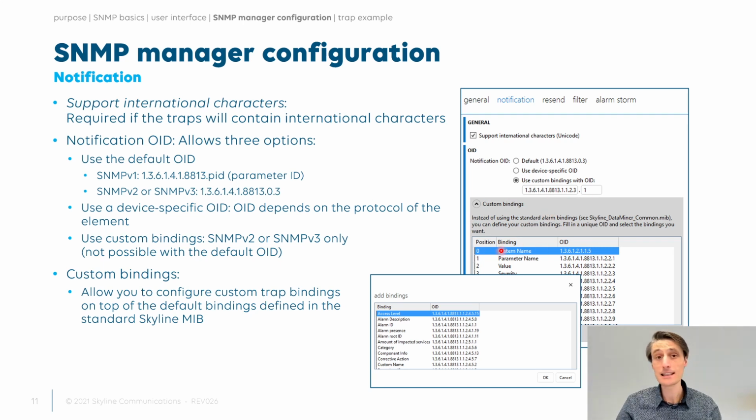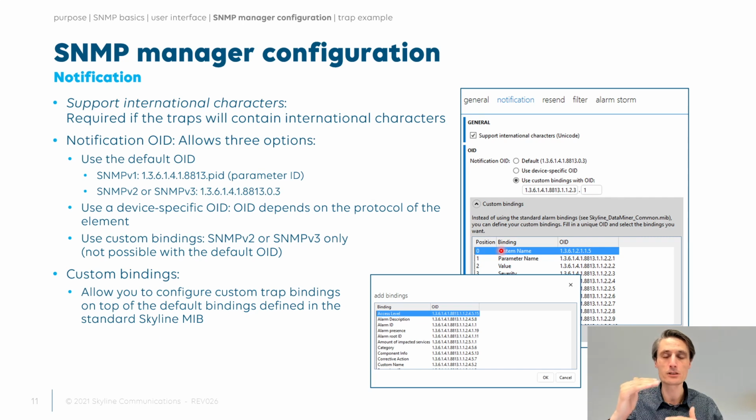Below that, that's interesting, you do have the custom bindings. Basically, you could see this as the columns in your alarm console. So in your alarm console, you have the element name, you have the parameter, you have the value, you have the severity, you have the date time. And remember that you can add a whole bunch of additional columns as well. So that's exactly the same thing here.